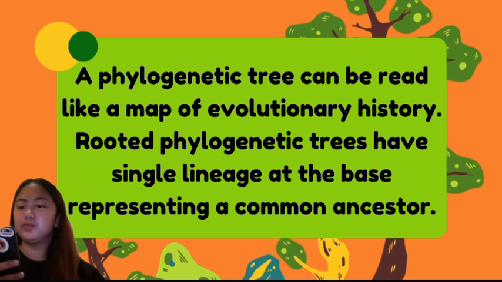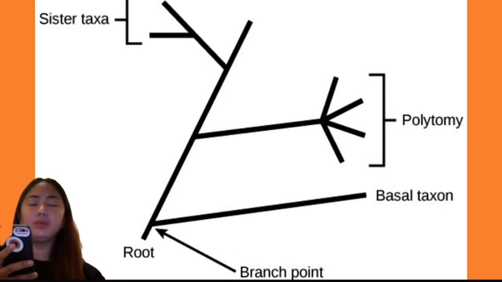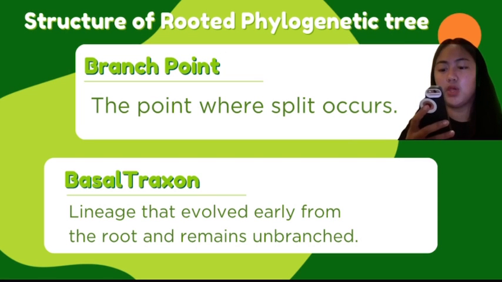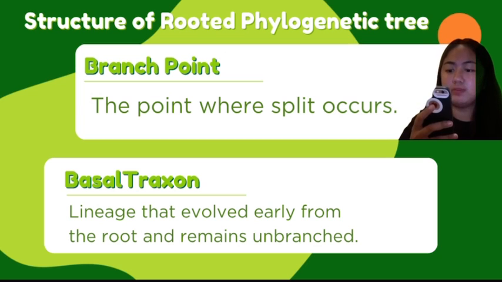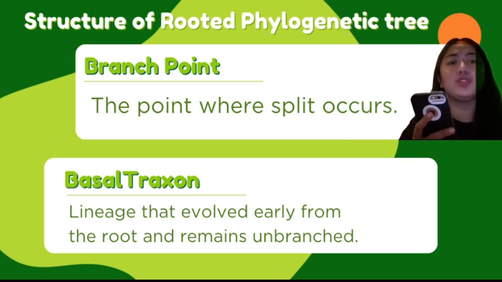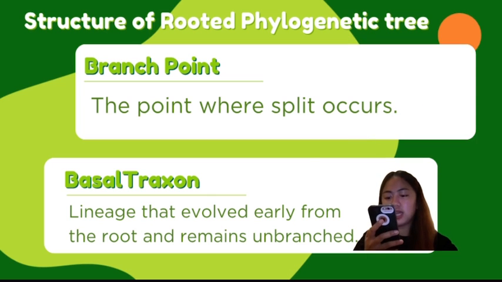Rooted phylogenetic trees have a single lineage at the base representing a common ancestor. The structure of the rooted phylogenetic tree. Branch point. The point where a split occurs. Basal taxon. Lineage that diverges early from the root and the rest of the tree.